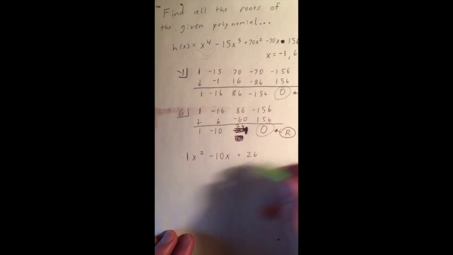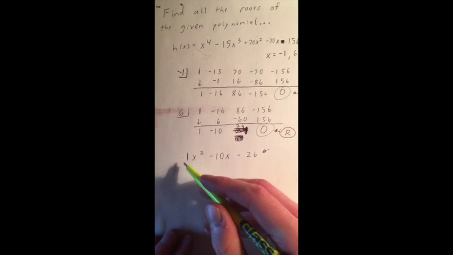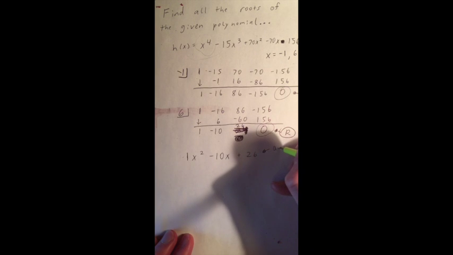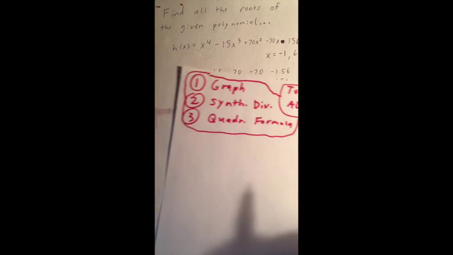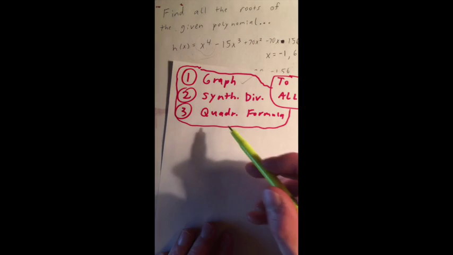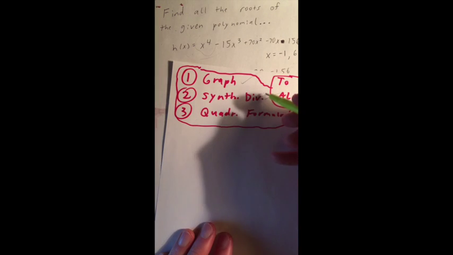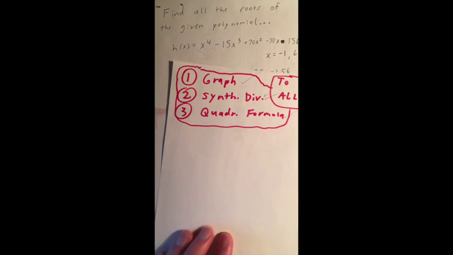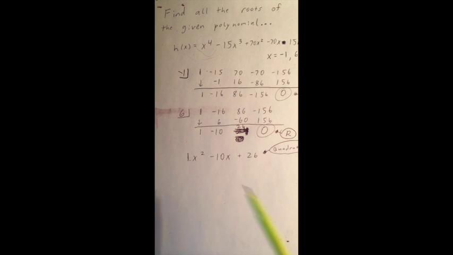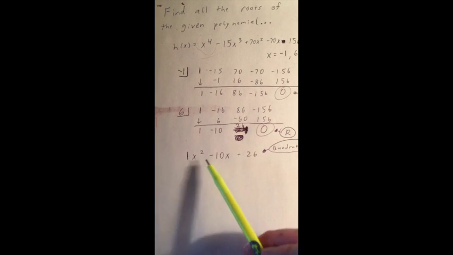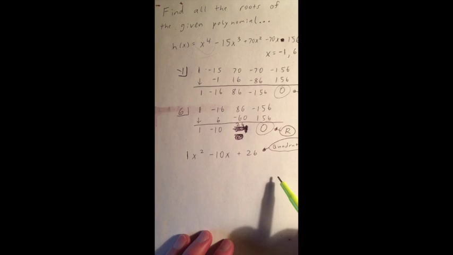All right, now what kind of equation is this? Well, what's the highest power? The highest power is a 2. So that's a quadratic. That tells me, well, I already did step 1, I graphed it. Check. I did synthetic division twice. Check, check. And step 3, I need to do the quadratic formula, because I have a quadratic right there, and the reason is that my highest power is a 2. Let's do the quadratic formula with that.